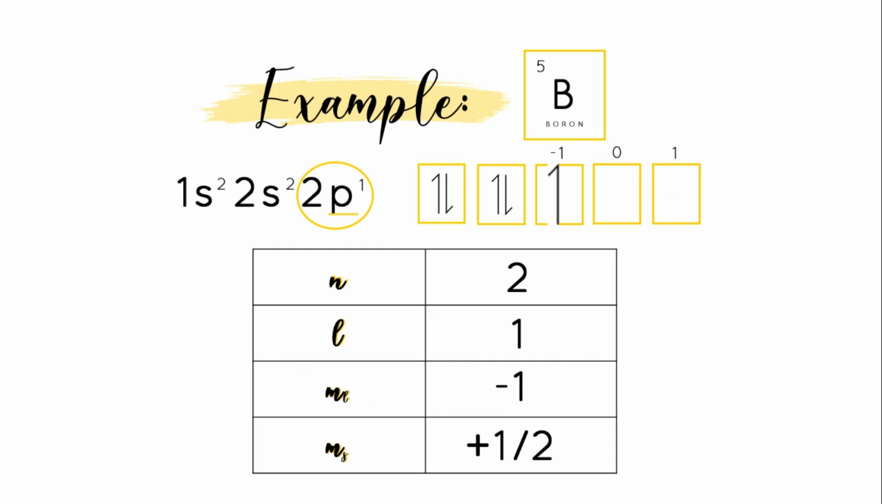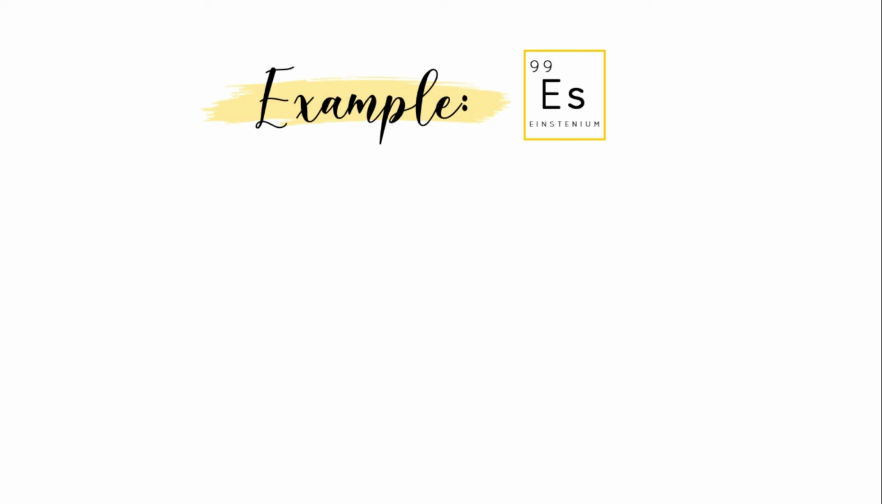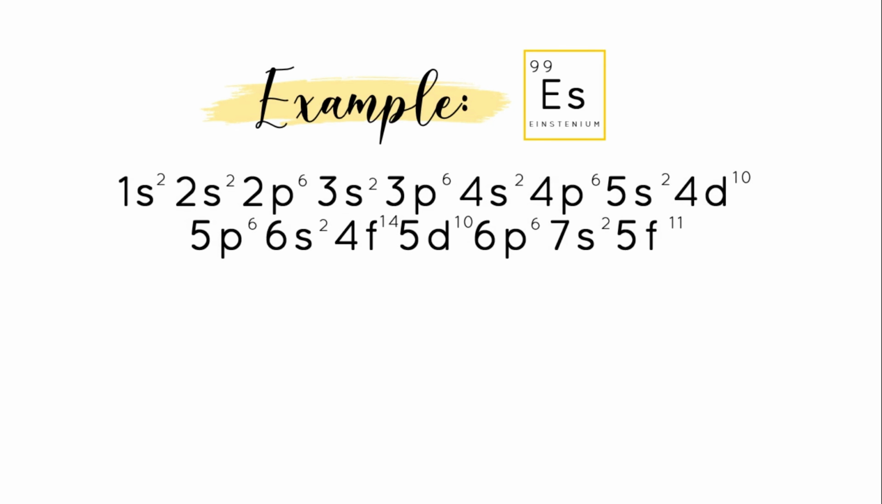Alright. Pretty easy, right? Okay, now let's have our last example. We have here Einsteinium, the 99th element. Feel free again to pause this video and solve for its electron configuration and orbital diagram. Following the electron distribution mnemonic, here is the electron configuration of Einsteinium. If we add up all the superscripts, they're going to be equal to 99, which is the atomic number and number of electrons of Einsteinium.